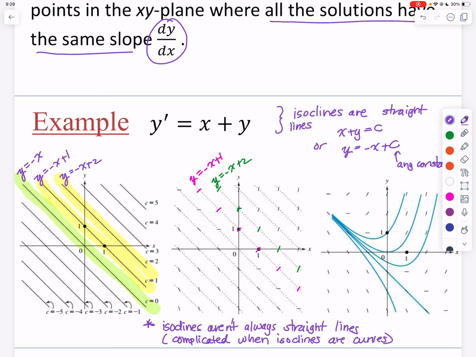Now we can see some of the solutions. This is for the point 0, 1, and the point 1, 0. You can see how they will follow this. Each one of these is called an isocline. And that concludes this lesson.